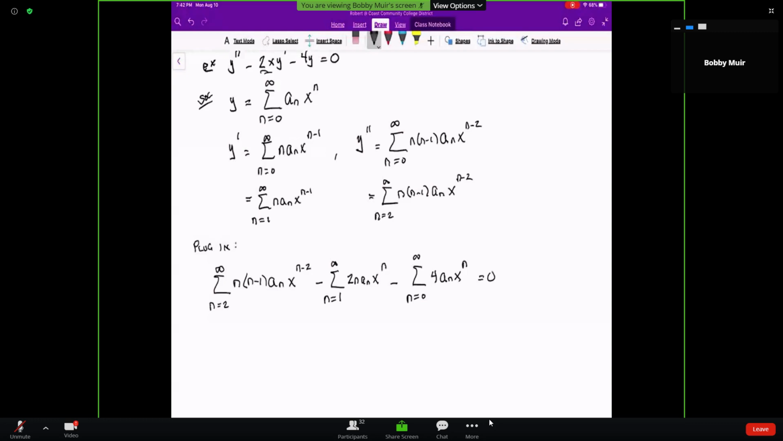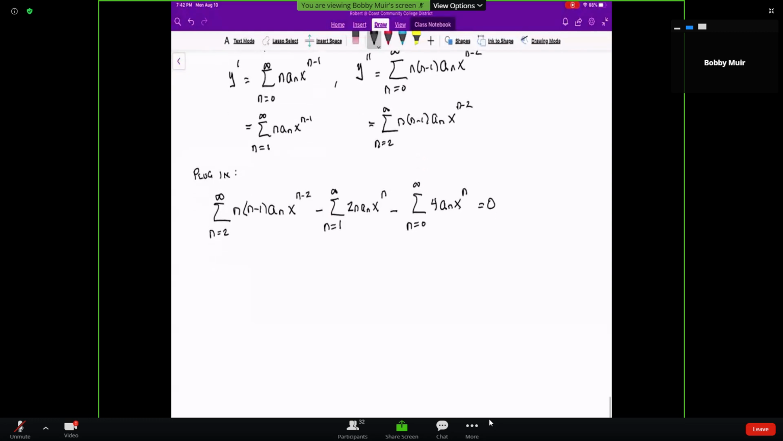Okay, all of this equals zero. Now what we need to do is get all of the coefficient counter things to line up. So first of all, these powers start at zero, so I'm going to change the counter. I'm going to call k equals n minus two. Okay, so when n is two, k is zero. So now this is going to go k going from 0 to infinity, k plus 2, and then k plus 1, a sub k plus 2, x to the k.